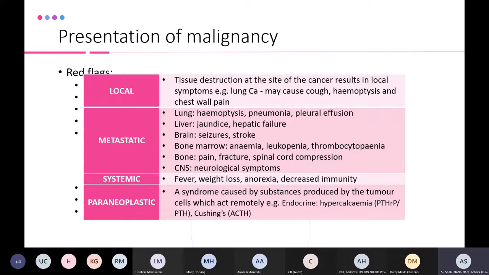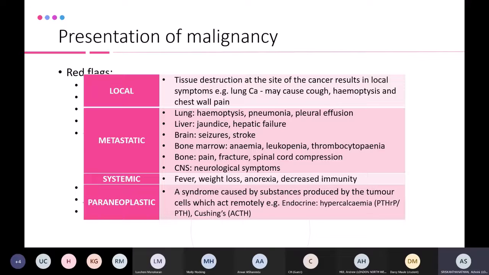And this is just a quick whistle-stop tour of presentations in malignancy. So the key red flags that you want to look out for are your B symptoms: sudden weight loss, night sweats, fevers, recurrent infections. And then other things you look for are unexplained lumps and bumps, which may be painless, changes to any bodily functions such as bleeding, bruising, changes to bowel habits, for example, breathing difficulties.